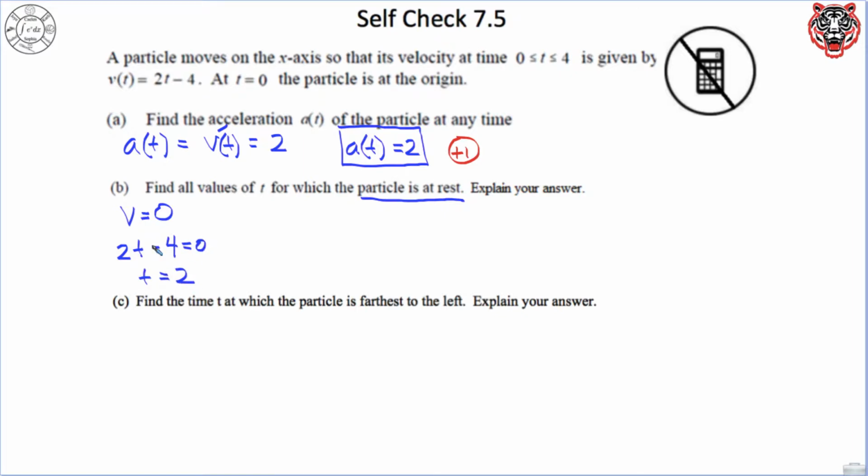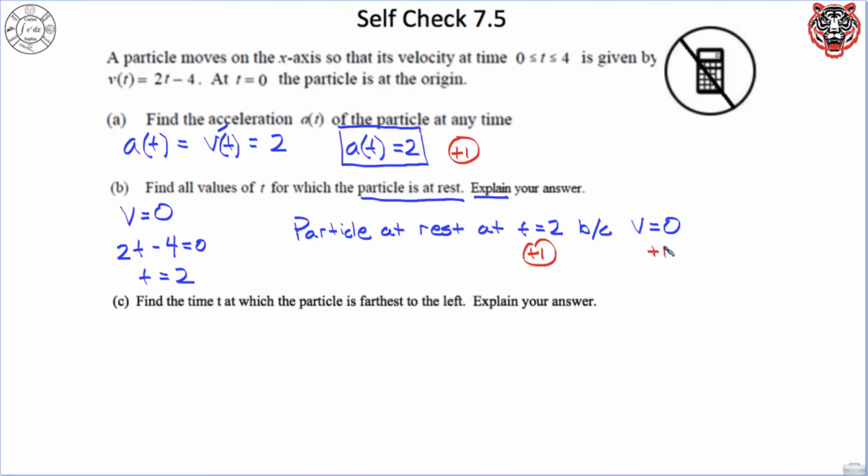I just plugged it in. Well, I mean, yeah, so we need to also explain our answer to get the other point. So if you have t equals 2, you get +1, but you also need to say particle at rest at t equals 2, and why? Because, and what is our reasoning? It's right here. Where velocity is equal to 0. Exactly, velocity equals 0. So the way that you score this one is if you said t equals 2, give yourself +1, and then you can do it down here too.